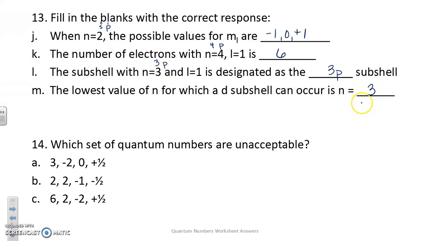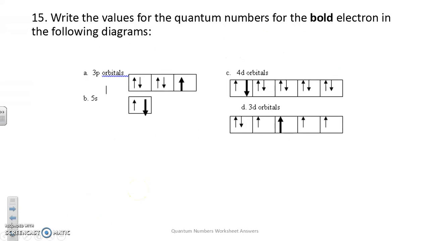All right, number 14, which set of quantum numbers are unacceptable? So which ones do not fit? Okay, so this says that it's 3 negative. We can't have a -2. That one doesn't work. 2D. We can't have a 2D. That doesn't work. 6D. Can we have a 6D? Yes. All right, -2 and +1/2. That one works, right? Yay, happy face.